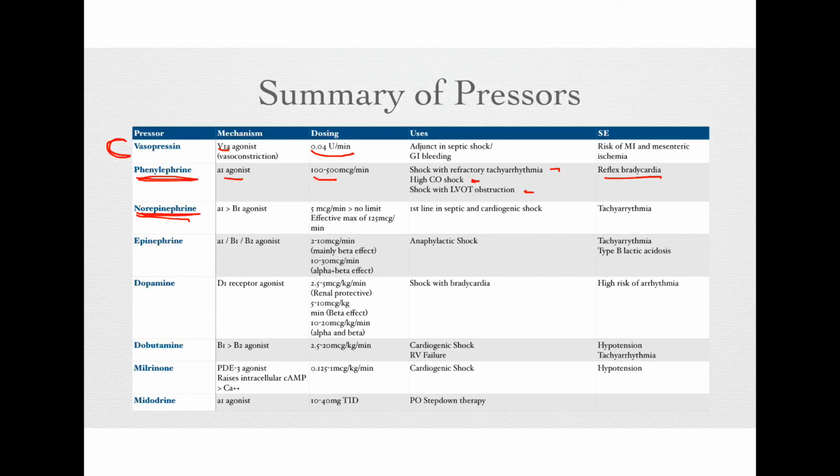Norepinephrine is a combined alpha-1 and beta-1 agonist, although the alpha-1 activity is much stronger than the beta-1 activity. It's titrated starting from a dose of 5 micrograms per minute and as high as 125 micrograms per minute or more. It's become the first-line agent in both septic and cardiogenic shock with no other contraindications for its use, but is associated with causing tachyarrhythmias. And in those cases, it may be more beneficial to switch to phenylephrine.